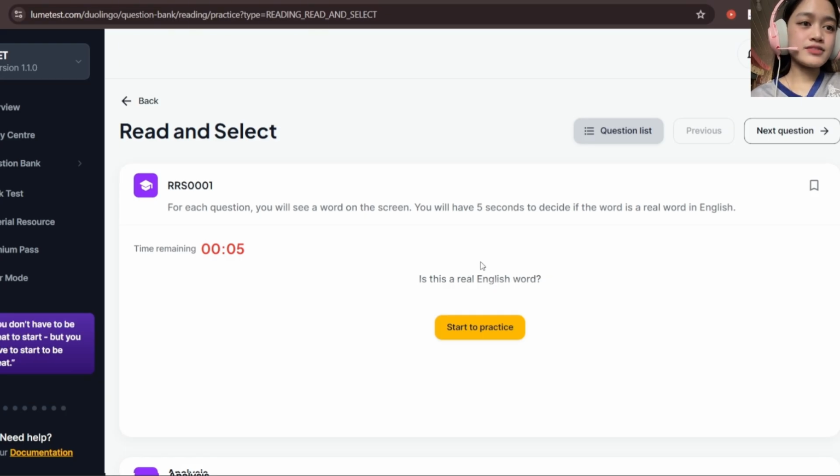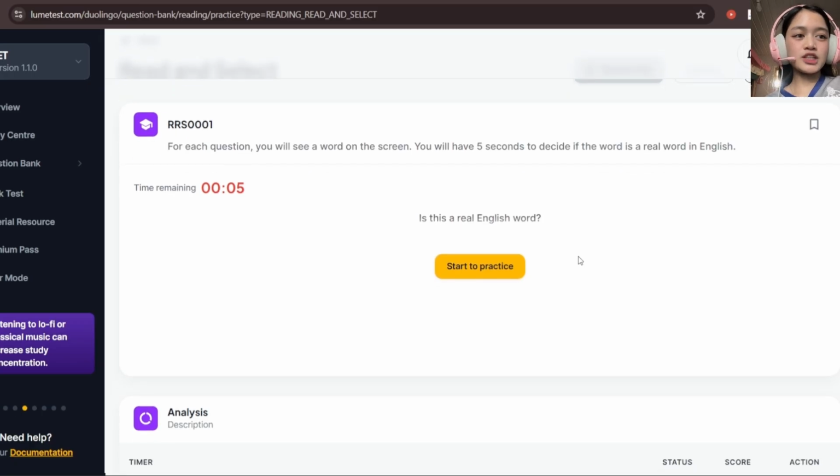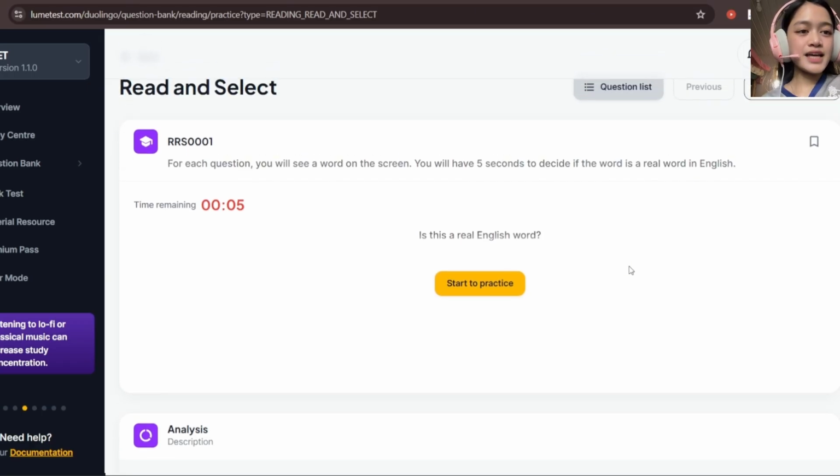You will only have 5 seconds to decide whether the word is a real English word or not. So some words will be genuine English vocabulary while others are invented words designed to look very similar to real English words. Your job is to identify which words actually exist in English. This task primarily tests your vocabulary knowledge and your familiarity with English spelling patterns. Let's get started.